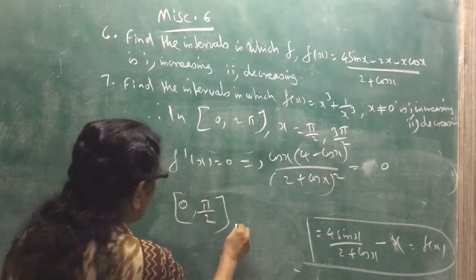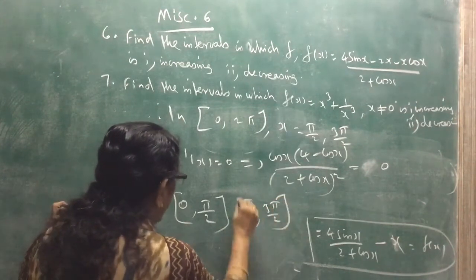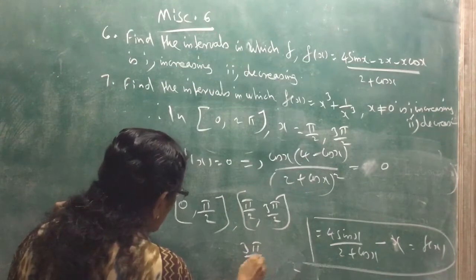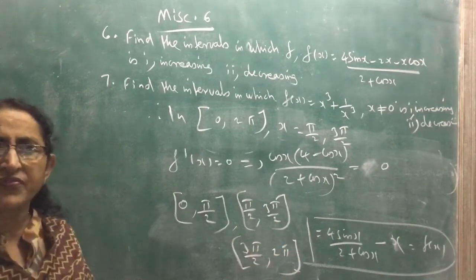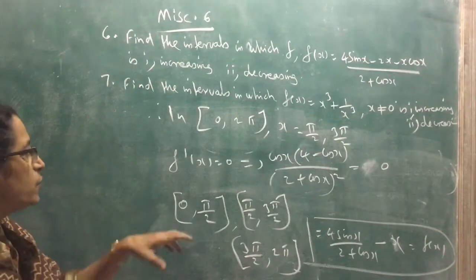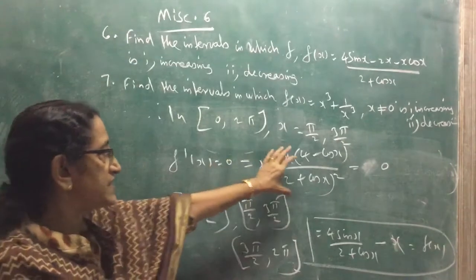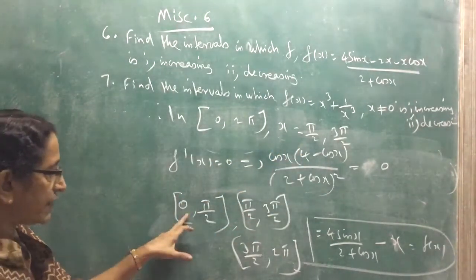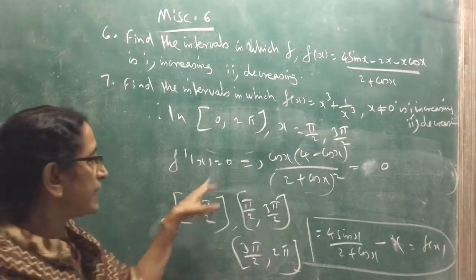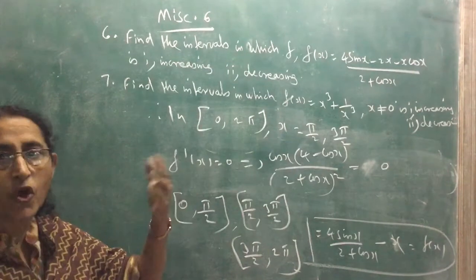0 to pi by 2, then pi by 2 to 3 pi by 2, then 3 pi by 2 to 2 pi. Now in this interval, substitute any one value in the derivative f dash x. See, this is the derivative f dash x. Substitute x equal to some number in the interval 0 to pi by 2 in the derivative f dash x and find whether f dash x is greater than 0 or less than 0.